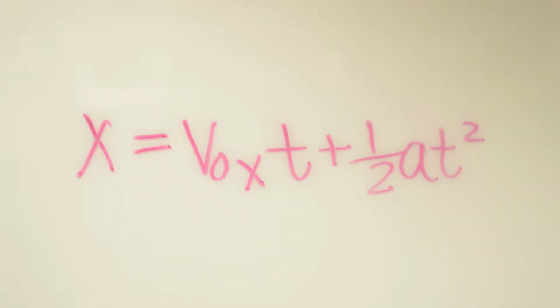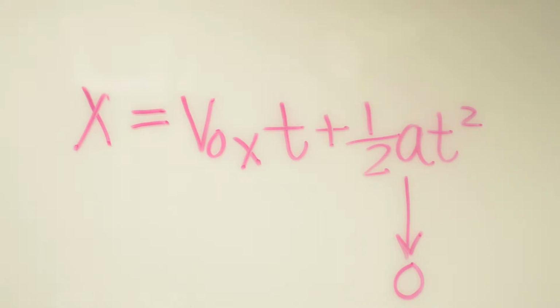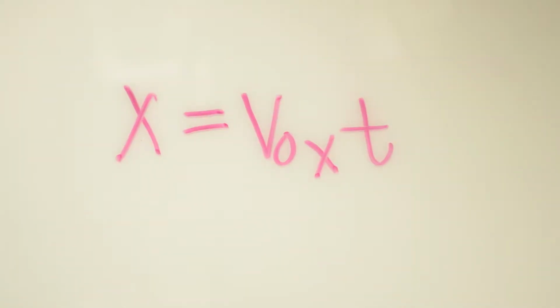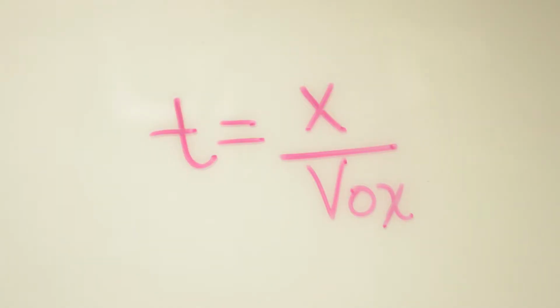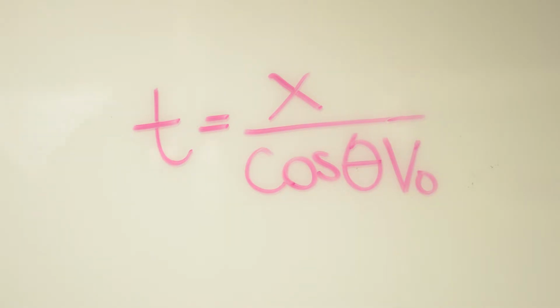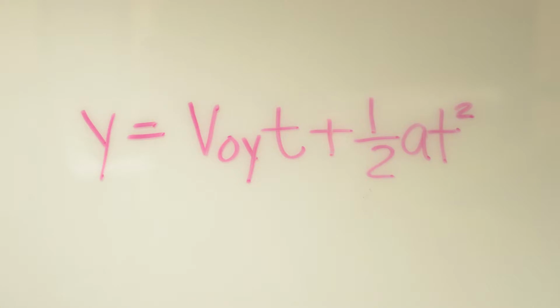And this equation is for the x direction, which is why we see v naught x, indicating the velocity in the x direction. Since this equation is in the x direction, we can set the acceleration equal to 0, making 1/2 at squared equal to 0. Now, the equation simplifies to this. Now, we're going to solve for time by rearranging the previous equation. Now, we will substitute v naught x for cosine theta v naught. Now, we will want to use this equation to solve for the initial velocity.